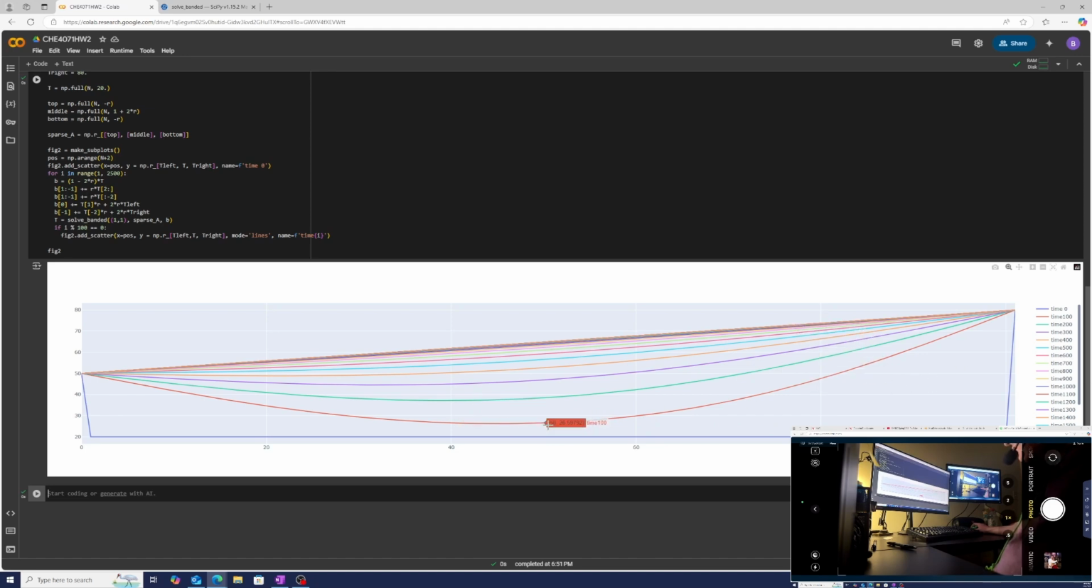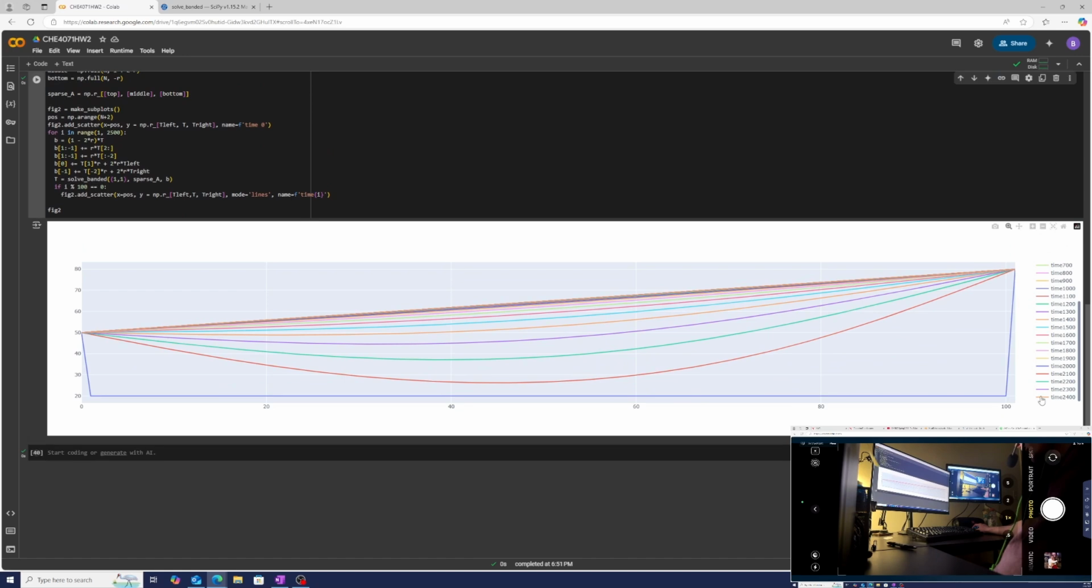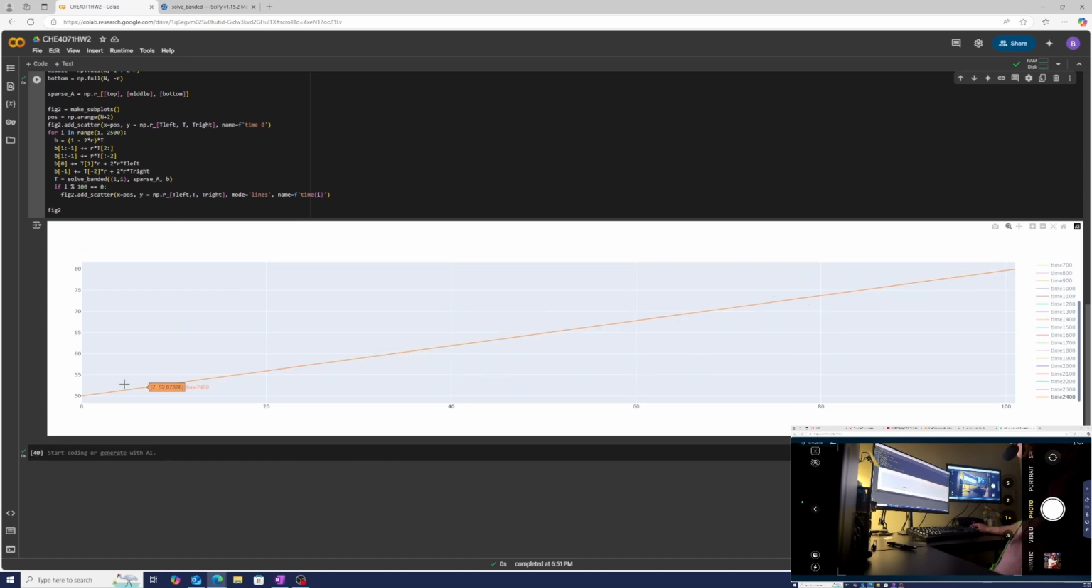As you can see, as time goes on, we get closer and closer to a steady state. And if we look at our very last time here that we took, it's nearly a straight line all the way from 50, our T left, up to 80 at our rightmost position.